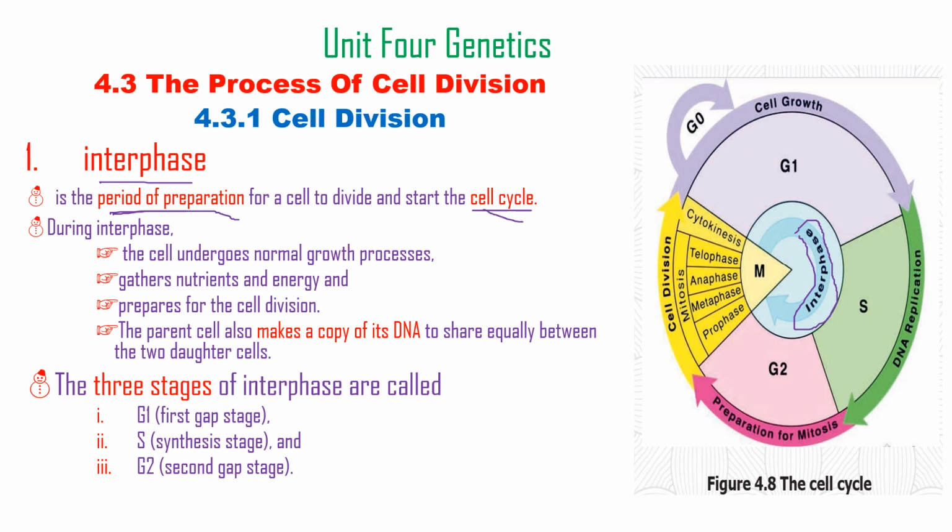Cell cycle, the first step of the cell cycle is known as the interphase. So during interphase, what happens? As I told you before, the interphase consists of the G1 phase, the S phase, and also the G2 phase. So what happens in the interphase? The cell undergoes normal growth process.